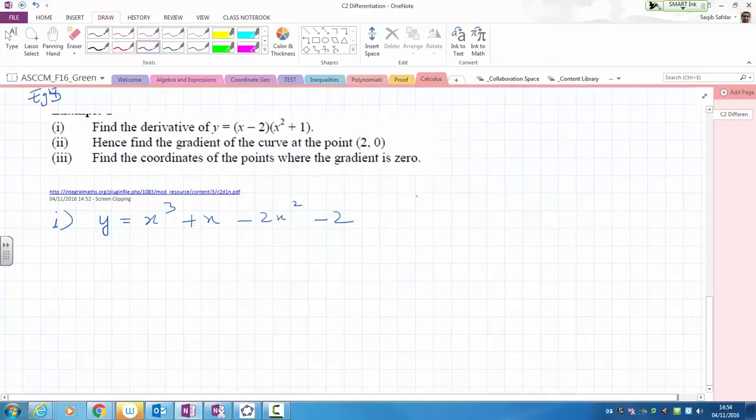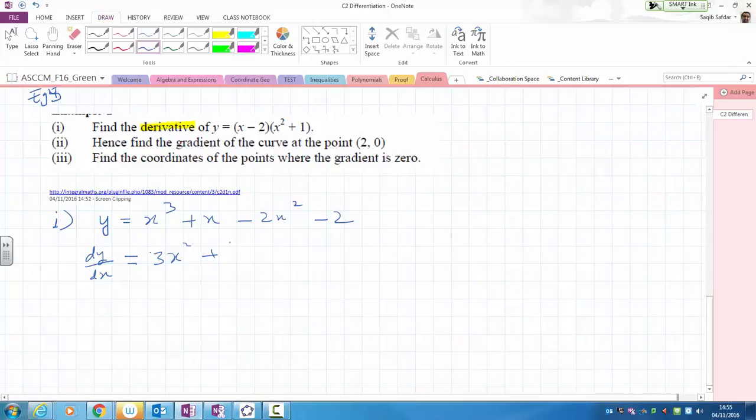So we've got that. We want to find the derivative. The word derivative means to differentiate, the gradient function, in other words. So dy over dx equals, Zayn, what would you get for the first one? Bring the power down, take 1 away from the power. So the x cubed, bring the power down, thank you, stop there.